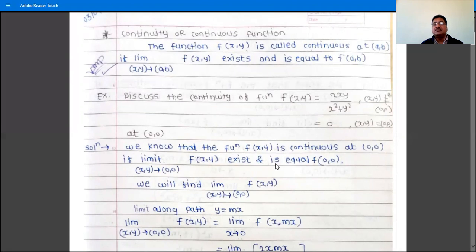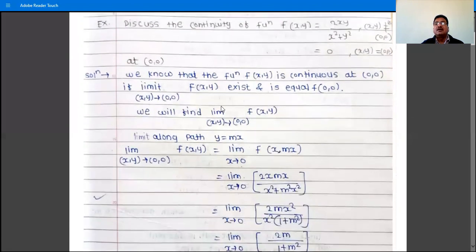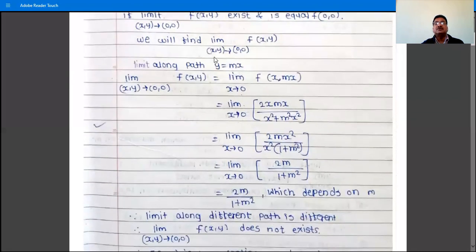But what is the first problem? 2xy divided by x squared plus y squared. The function is continuous at (0,0) if the limit of f(x,y) as (x,y) tends to (0,0) exists and is equal to f(0,0). f(0,0) is 0. That is, if this limit exists and is equal to 0, then this function is continuous. But this limit does not exist. So how can we show this?